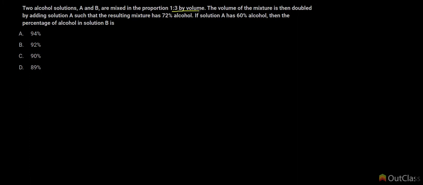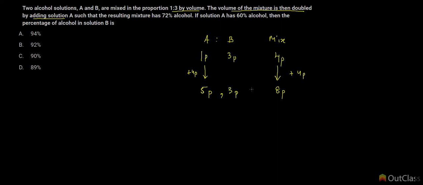So, I want you to notice what they have done here. You have A and B. Initially, you take one part of A and three parts of B. So, the mixture is 4 parts. After that, the volume of this mixture is doubled to 8 parts by adding 4 parts of A. So, you end up with 5 parts of A and 3 parts of B in the total 8 parts. So, this 1 is to 3 followed by doubling by adding A is just an indirect way of giving you 5 is to 3. You have to catch this 5 is to 3 first before you proceed.